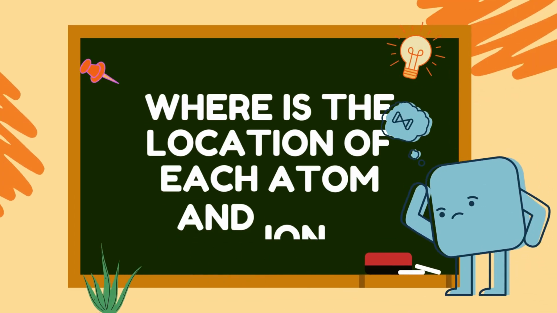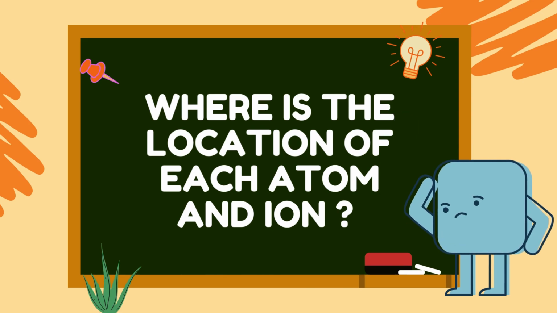and the iodide ions occupy the hexagonal close packed lattice, which is the green colored layer. So next, where is the location of each atom and ion?